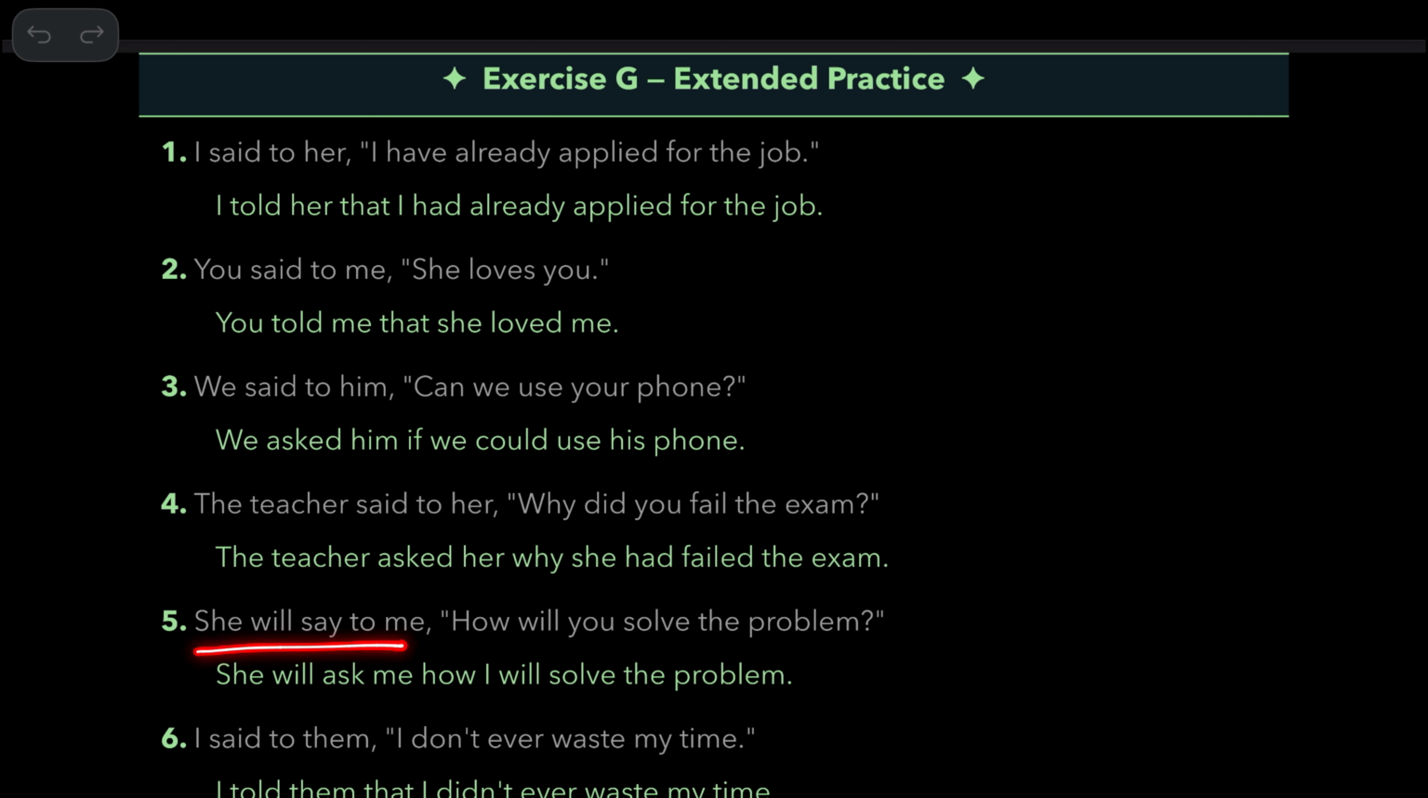She will say to me, look at this future, this reporting verb is in the future. "How will you solve the problem?" She will ask me how I will solve the problem. See here, will solve, will solve. The tense does not change because the reporting verb is in the future.